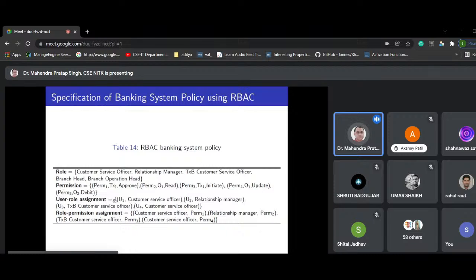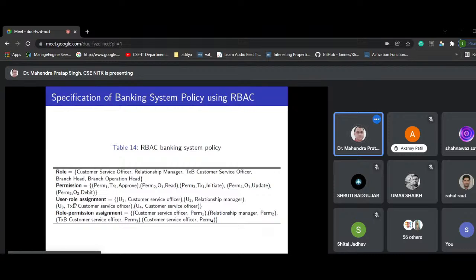Fine. Let me define a permission. So I'm saying that permission 1 is the approve action on transaction. So whoever is going to have this permission can perform the approve operation on a transaction. Fine. Here I have written TX1, but if this is for any transaction, then I will say in general transaction. Fine. Permission 2 will enable performing the read operation over the customer record. If this enables performing the read operation on all the records, then we will say any. Fine. So like that, I have defined some permissions.